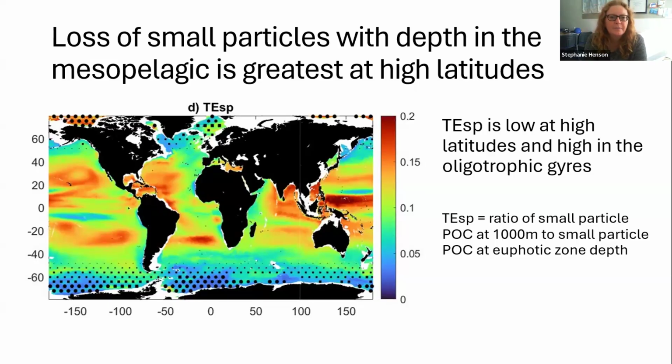We called it the TESP. We weren't quite sure what to call it, but it's the ratio of small particle POC at 1,000 meters to small particle POC at photic zone depth. And it's low at high latitudes and high in the oligotrophic gyres. So what does that mean?